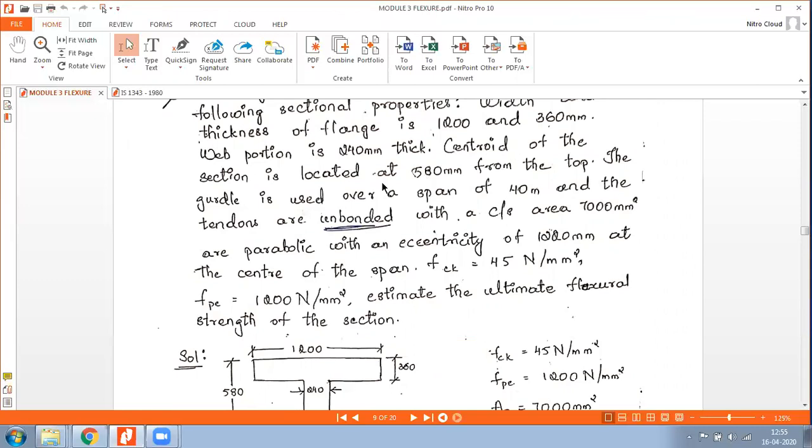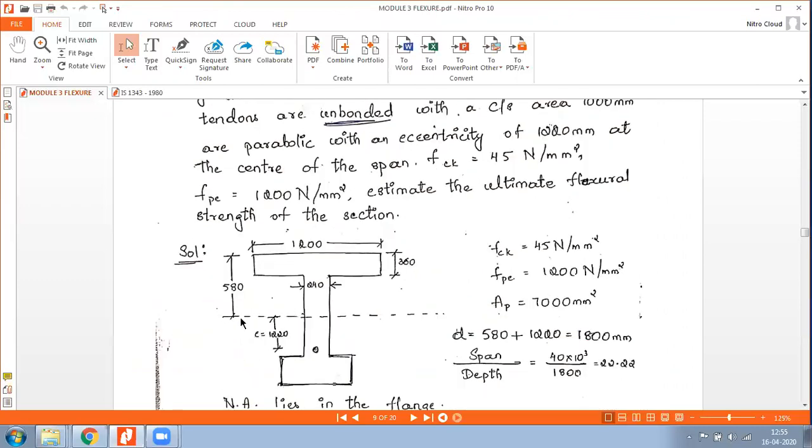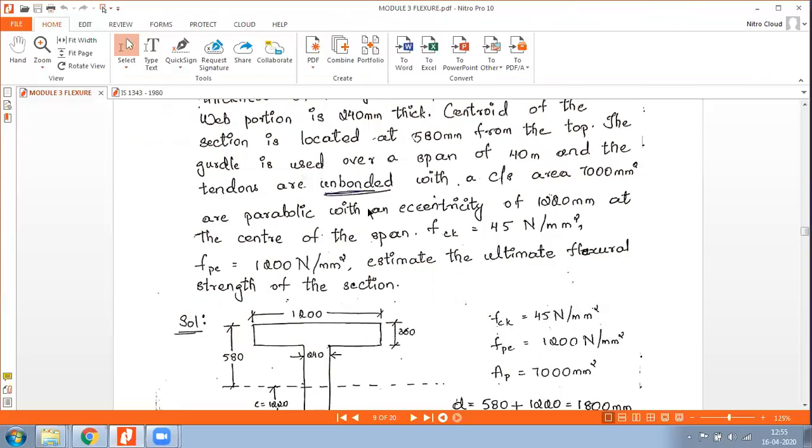The centroid of the section is located at 580 mm from the top. Means the neutral axis is located at a distance of 580 mm from the top of the beam. And he has given the specifications about the tendons. The girder is used for a span of 40 meters. Means L, the length of the girder, is equal to 40 meters.